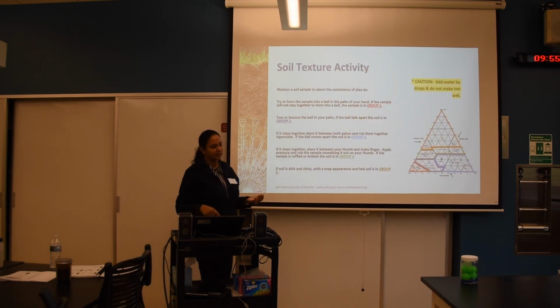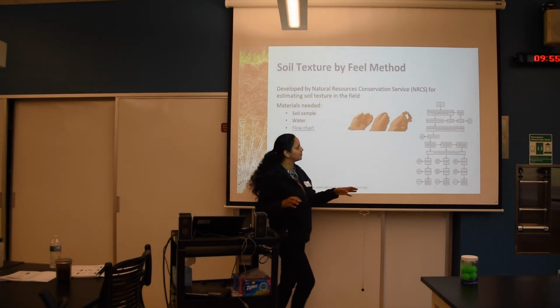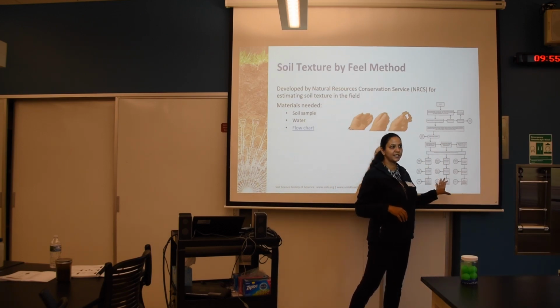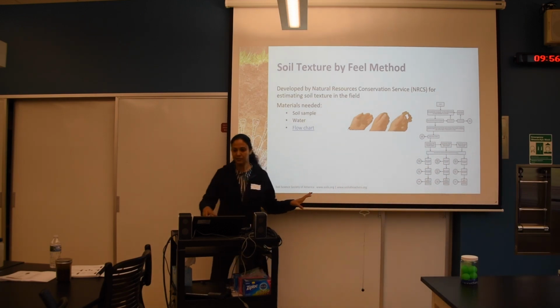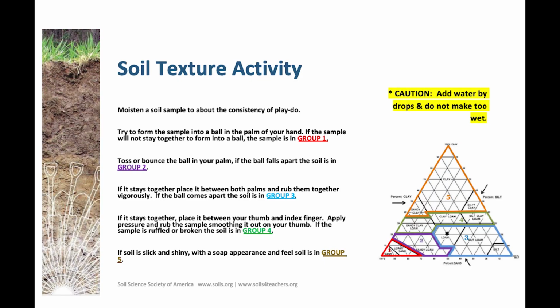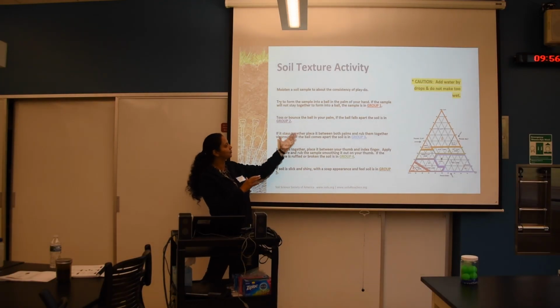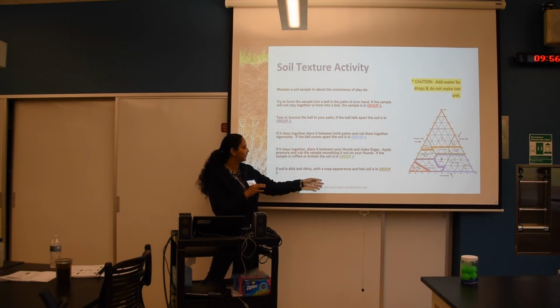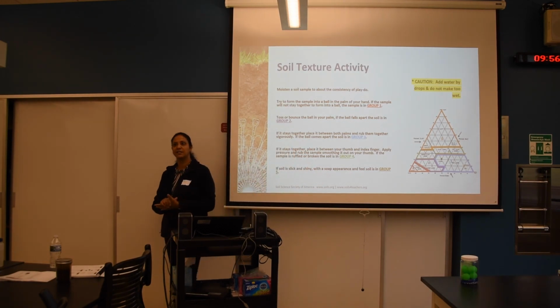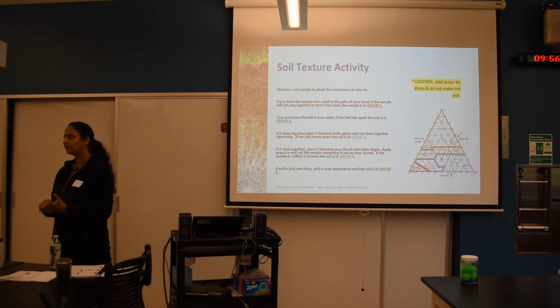Okay, so the method, if we follow the last method, it will take us to all the 12 soil texture classes, which is a little bit laborious. But we will do this short one today that will divide the texture into the 5 groups. So we'll follow these steps: take a small sample, put some water, try to make a ball, then bounce the ball, try to rub it. If it falls, then group 2, group 3, then group 4, group 5. We'll follow these steps and find out what the texture of the soil is that you collected this morning.